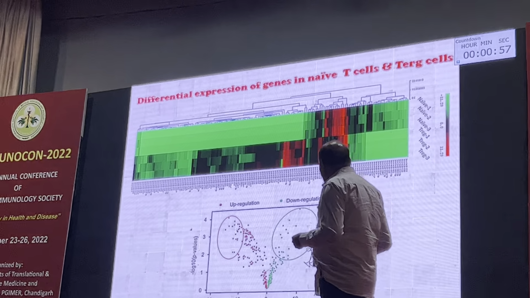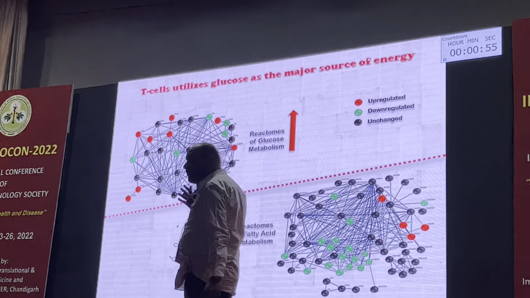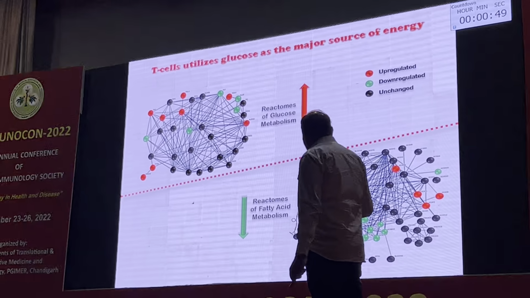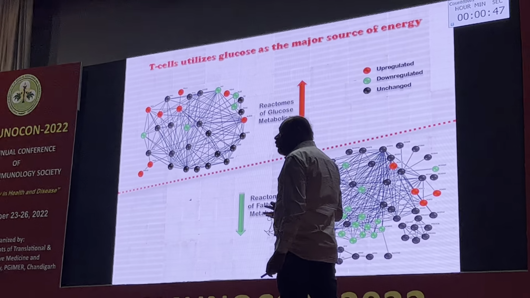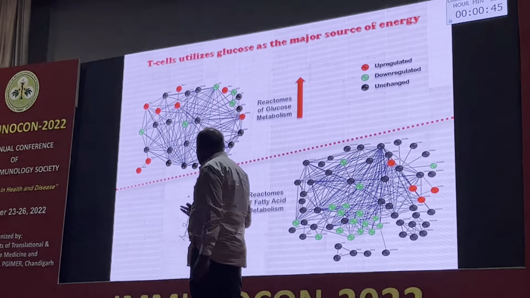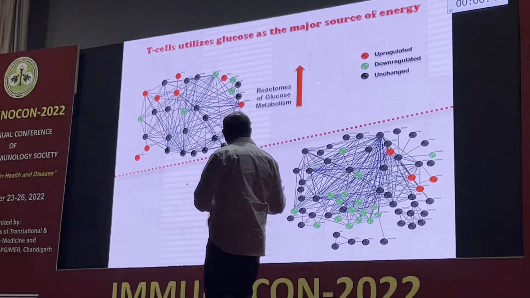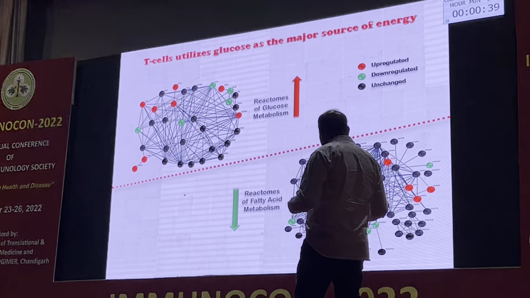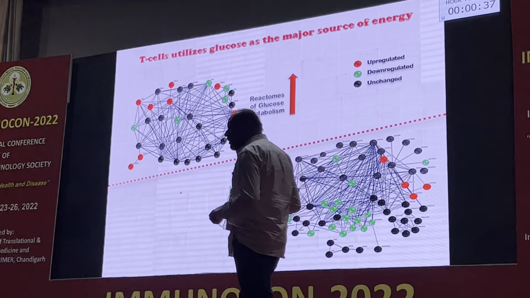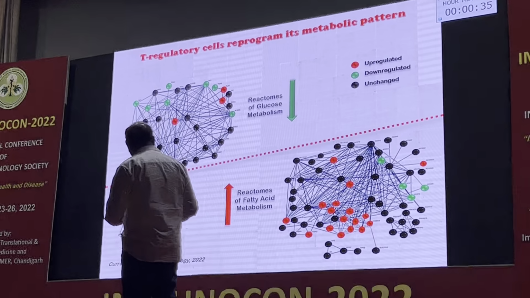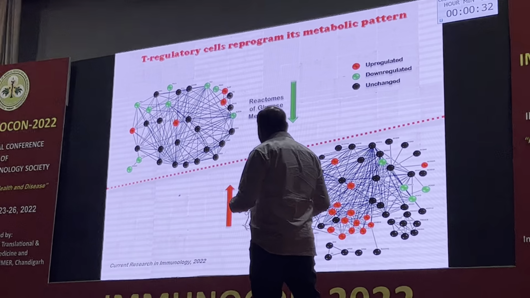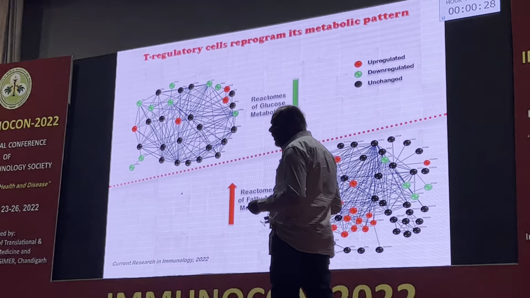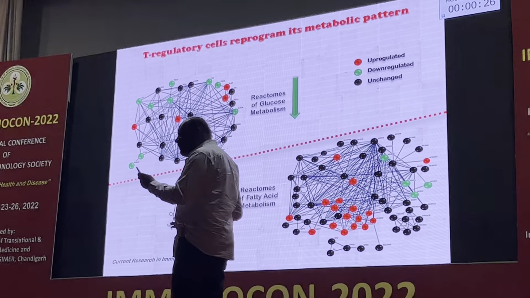We found that there are differences in transcriptome levels in the naive T cell or Th1 cell and T regulatory cell. And we found one of the very interesting things: in effector T cells, they use glucose as the main source of energy. You see, their glucose utilizing enzymes are up regulated and the fatty acid metabolizing enzymes are down regulated. But in T regulatory cell, their glucose metabolizing enzymes are down regulated and fatty acid metabolizing enzymes are up regulated. So this is the different factor.